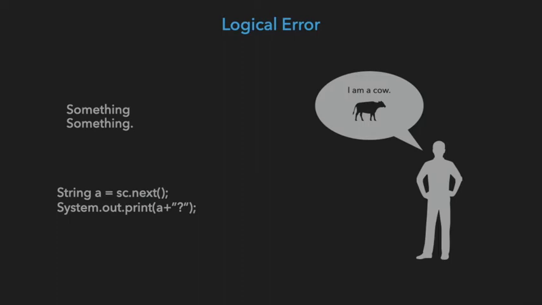Now, is this logically correct? Because what I'm instructed to do is add a full stop after what the user types. But here, when the user types their string, I'm adding a question mark, and I don't want that. But the code is perfect. There's nothing wrong with this code. These are what logical errors are: errors where the code is perfect, but you still don't get the desired output that you want. Next, we come to runtime errors.